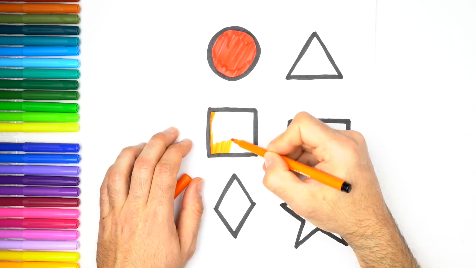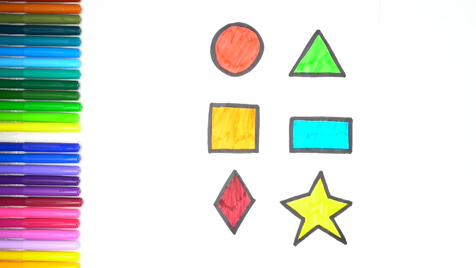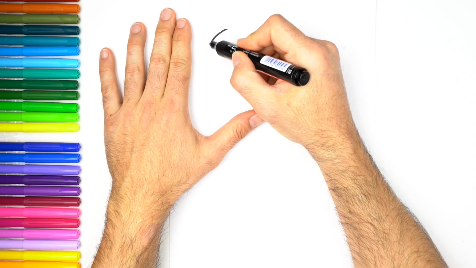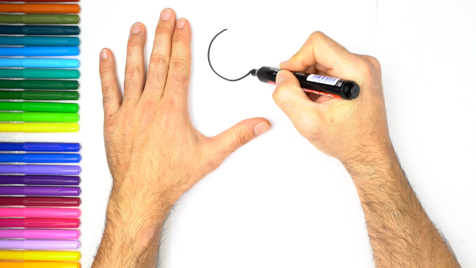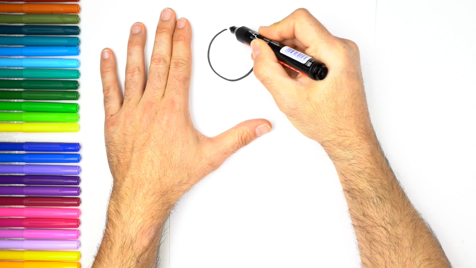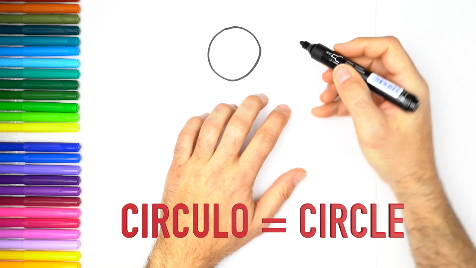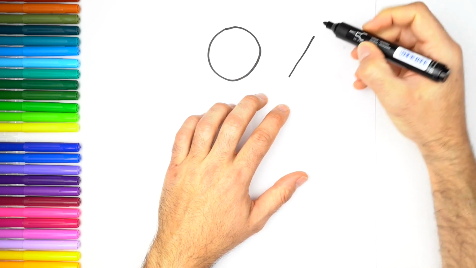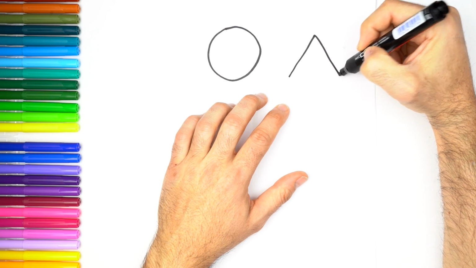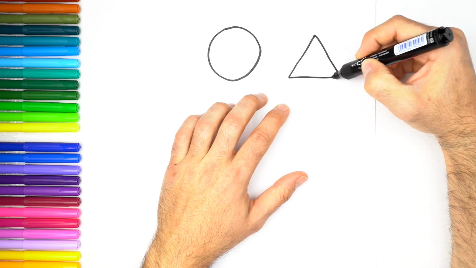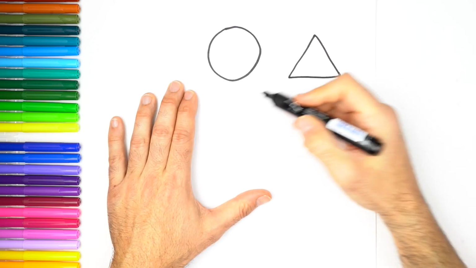Today we are going to draw some geometric shapes while we learn Spanish. We draw a circle. Circle in Spanish is CIRCULO. Now we draw a triangle. It's so called because it has 3 sides.